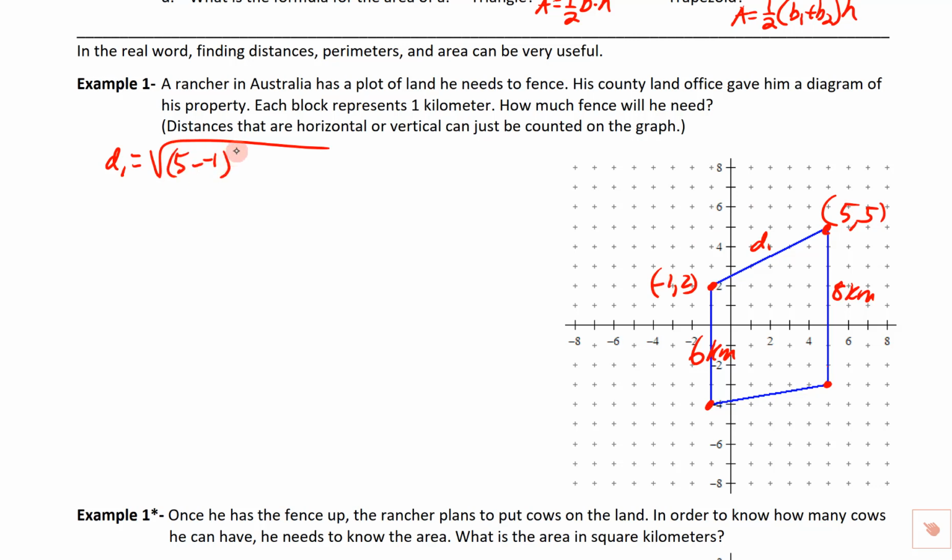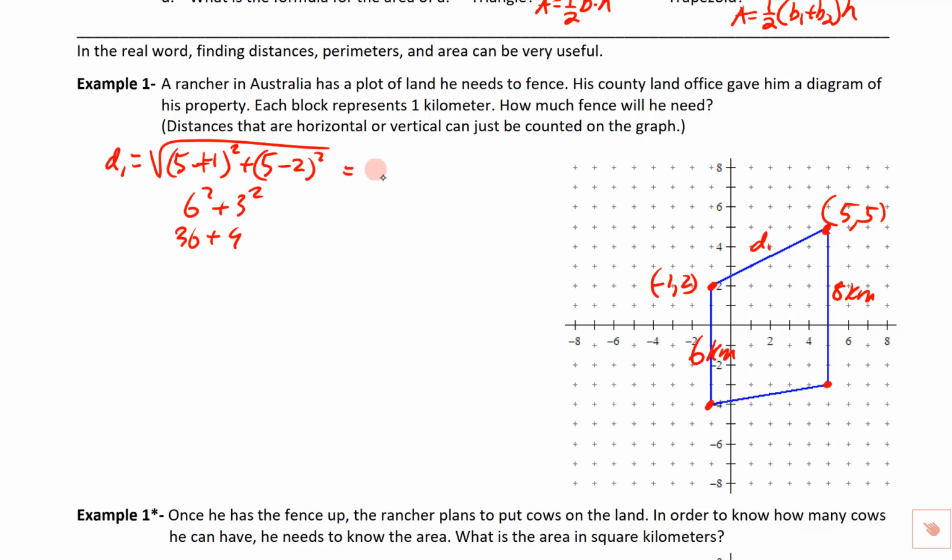So we're going to take that and we're going to square that. And then plus, this is going to be y2 minus y1. So this is going to be 5 minus 2. And we're going to square that. So we end up with, let's see, this is a plus. So that's going to be 6 squared. And then this is going to be 3 squared. So 36 plus 9.